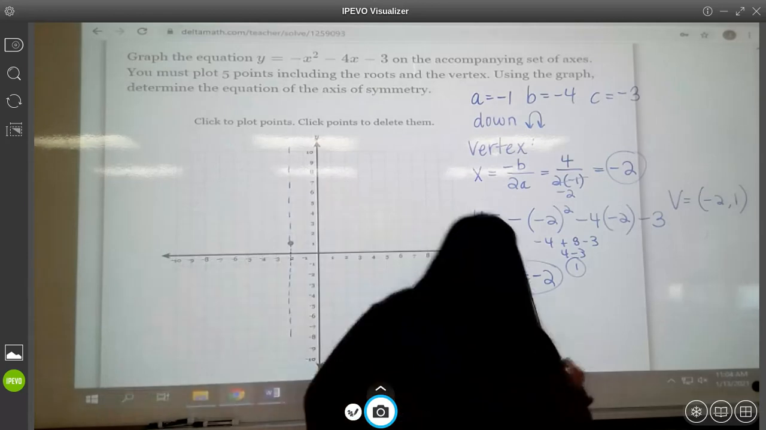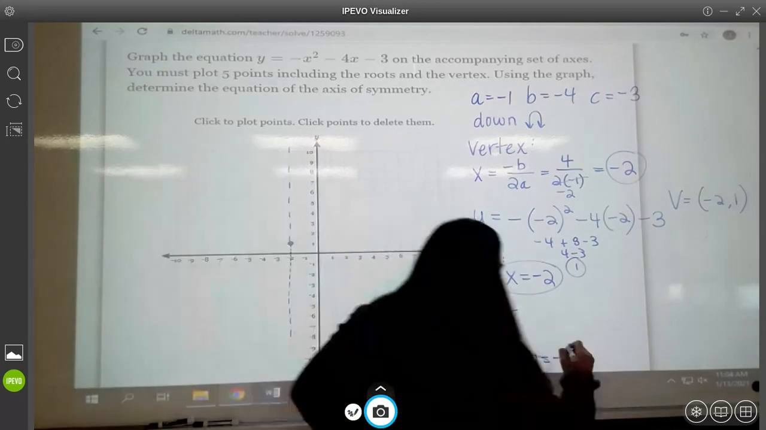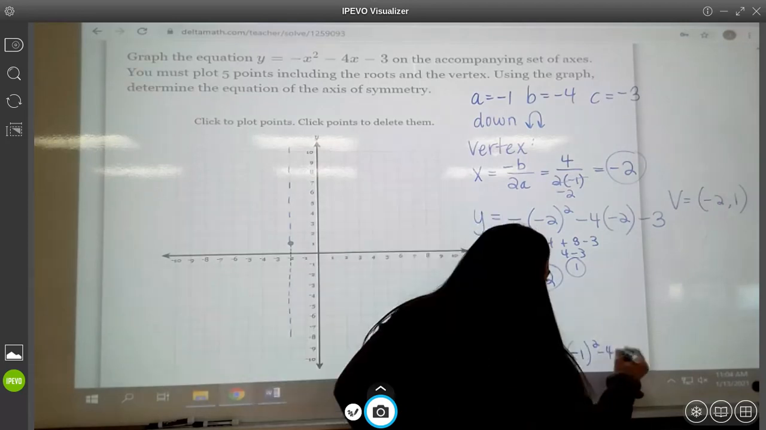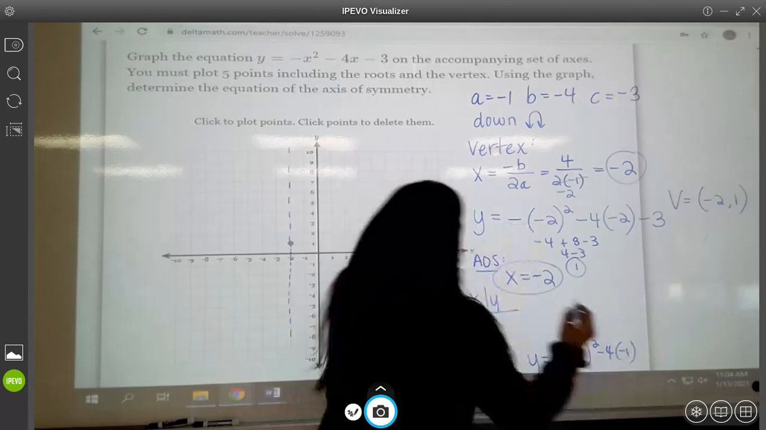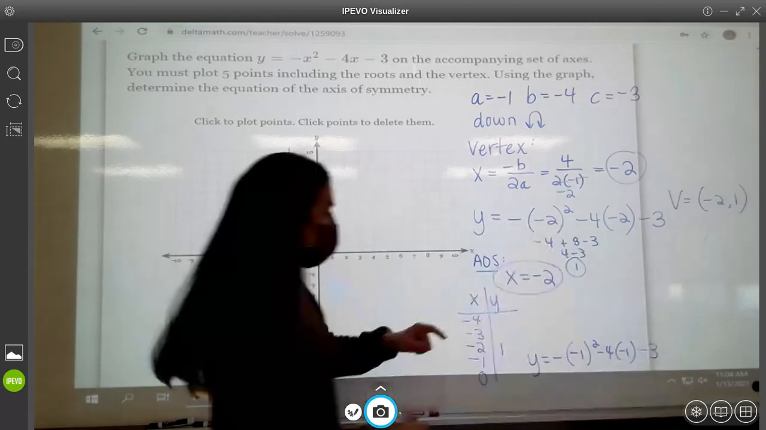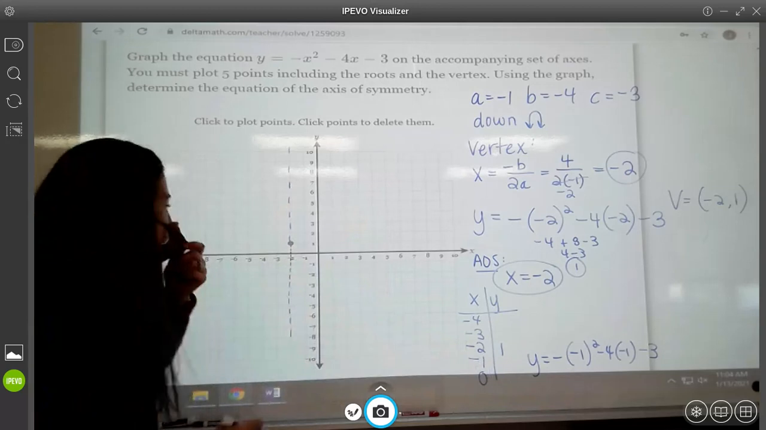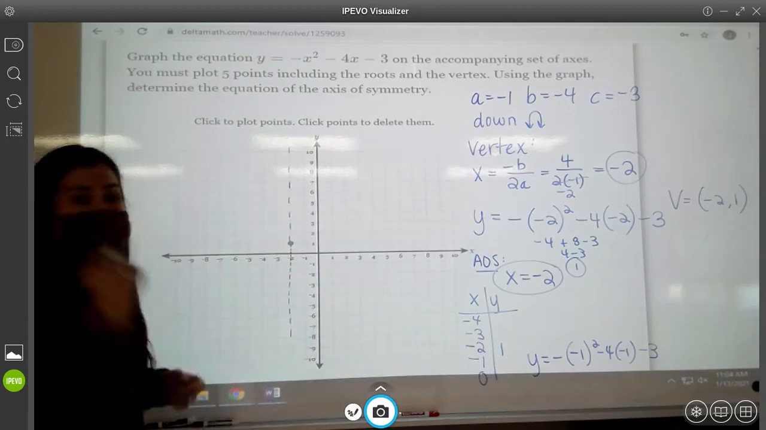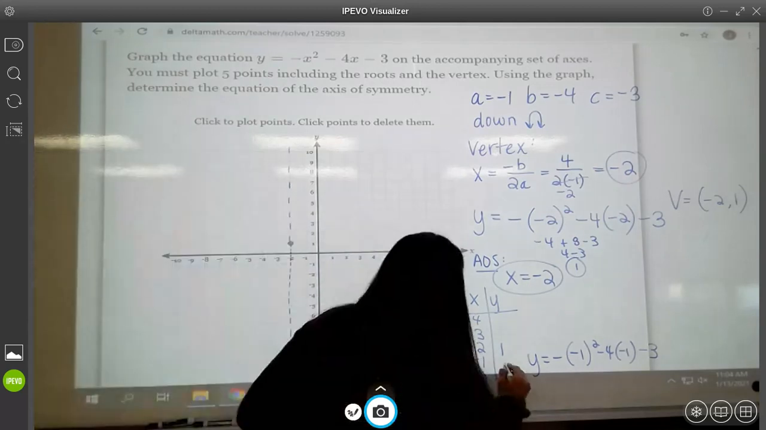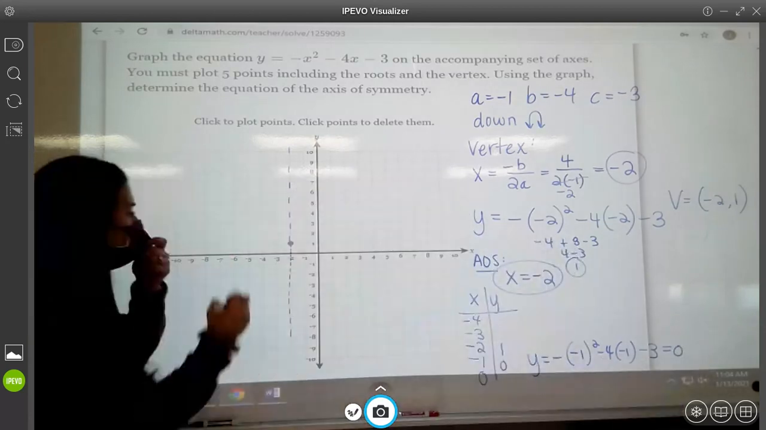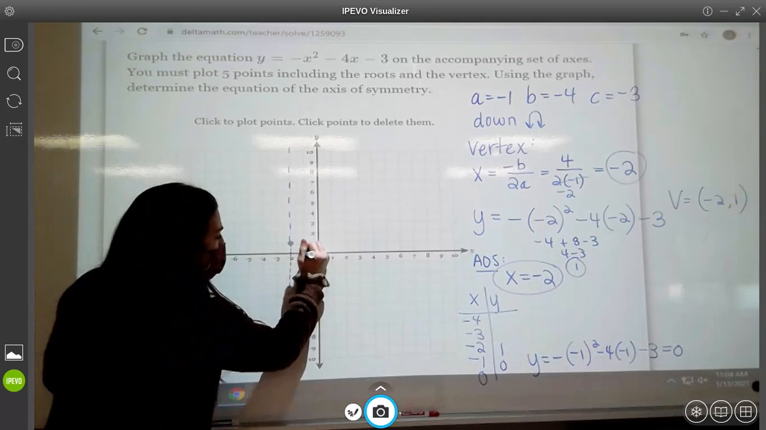So y equals negatives on the outside. Then I'm going to square -1, -4 times -1, and then -3. Type that into your calculator, hit enter, it does the entire thing for you. And in this case, you're actually going to get 0. All right, so that means when -1 went in, a 0 came out.